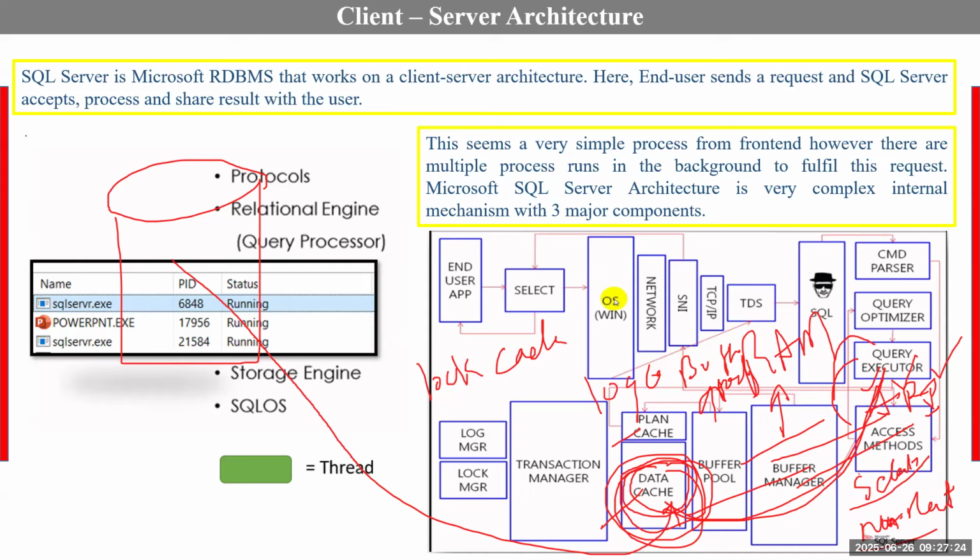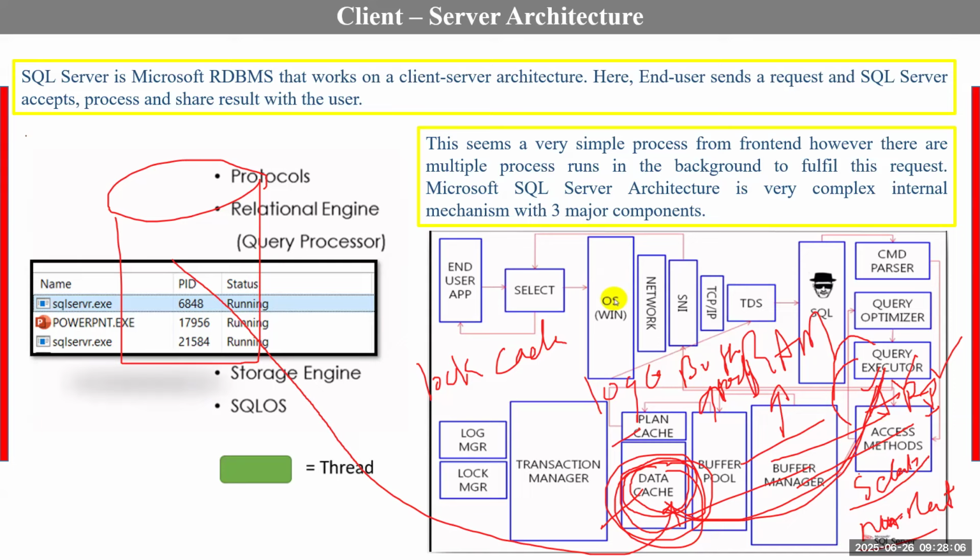Why? Because memory is calculated in nanoseconds. Memory is much faster than disk. Understood or not understood? We only discussed the database engine processing, nothing else apart from that. Yes, understood, sir. Very simple.